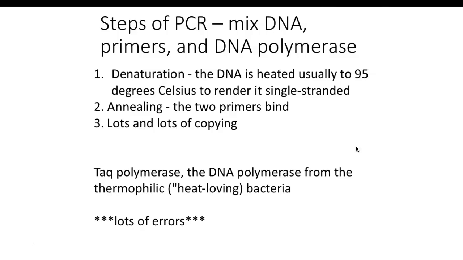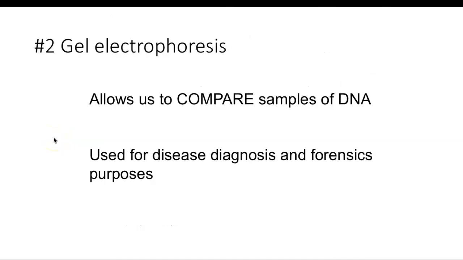Remember the 3 steps: denaturation, heating up the DNA so that it splits apart, 2 primers, and then copying, copying, copying. Remember, if there's heating, then you need an enzyme that can withstand heat. So Taq polymerase is used as the polymerase that's going to create the new DNA strands. And that comes from a thermophilic heat-loving bacteria. And there's lots of errors in this, which is kind of scary. And the reason is because it just goes so fast.